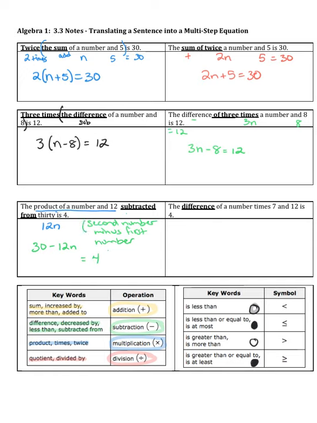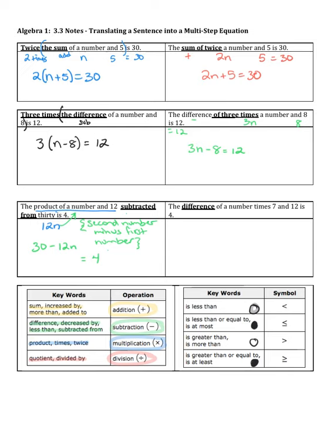I'm going to put this in brackets so you don't get confused. Okay, we talked about subtracted from. The product of a number and 12 would be 12n, because that means a number, which was a variable, remember? And 12 times n. Subtracted from 30. The second number minus the first number. The second number is 30. Subtract the first one, which is 12n. 30 minus 12n equals 4.